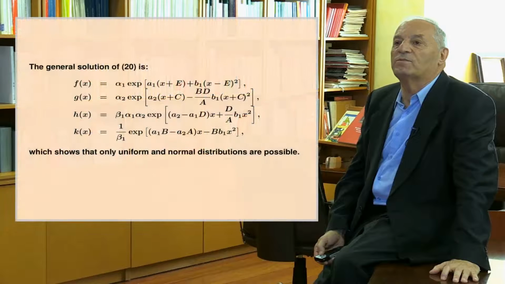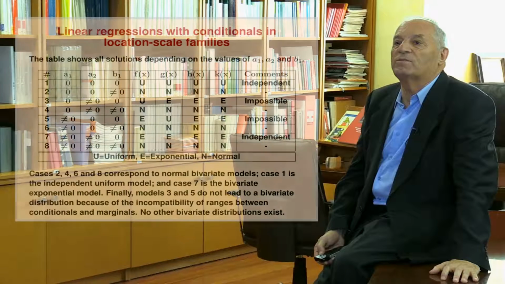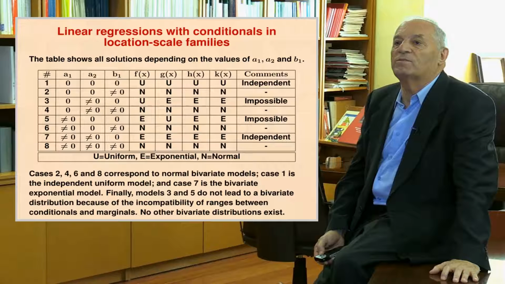The general solution of 20 is the one indicated in this slide, which shows that only uniform, exponential, and normal families of distributions are possible. This table classifies all solutions depending on the values of a1, a2, and b1. Cases 2, 4, 6, and 8 correspond to normal bivariate models. Case 1 is the independent uniform model, and case 7 is the bivariate independent exponential model. Finally, models 3 and 5 do not lead to bivariate distributions because of the incompatibility of ranges between conditionals and marginals. No other bivariate distributions exist.